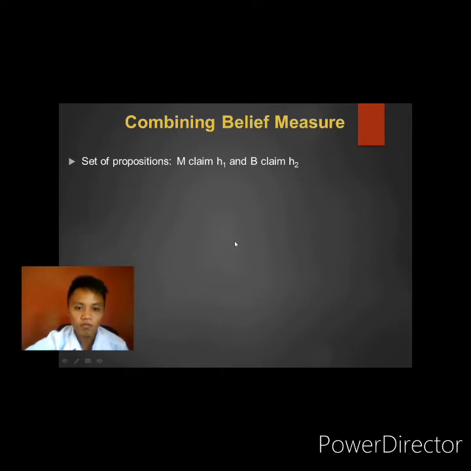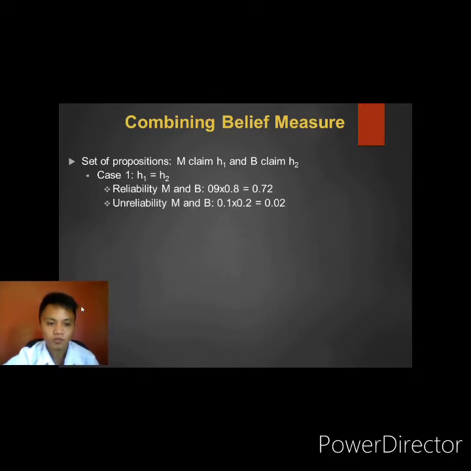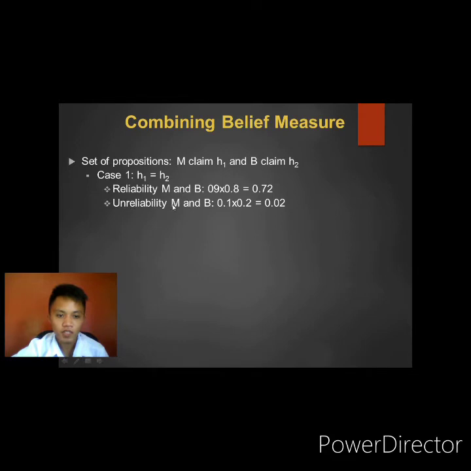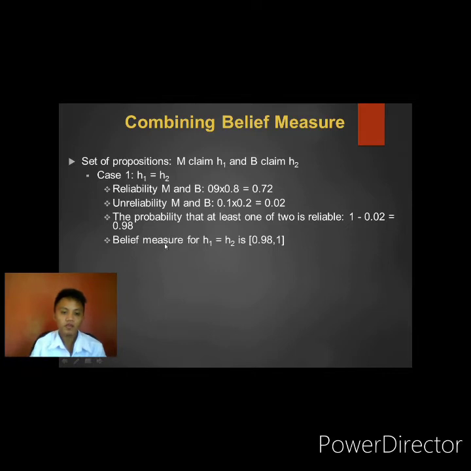Combining belief measures. Suppose M claimed H1 and B claimed H2. Case 1: H1 equals H2. Reliability of M and B equals 0.9 times 0.8 equals 0.72. Unreliability of M and B equals 0.1 times 0.2 equals 0.02. The probability that at least one of the two is reliable equals 1 minus 0.02 equals 0.98. The belief measure for H1 equals H2 is 0.98 and 1.